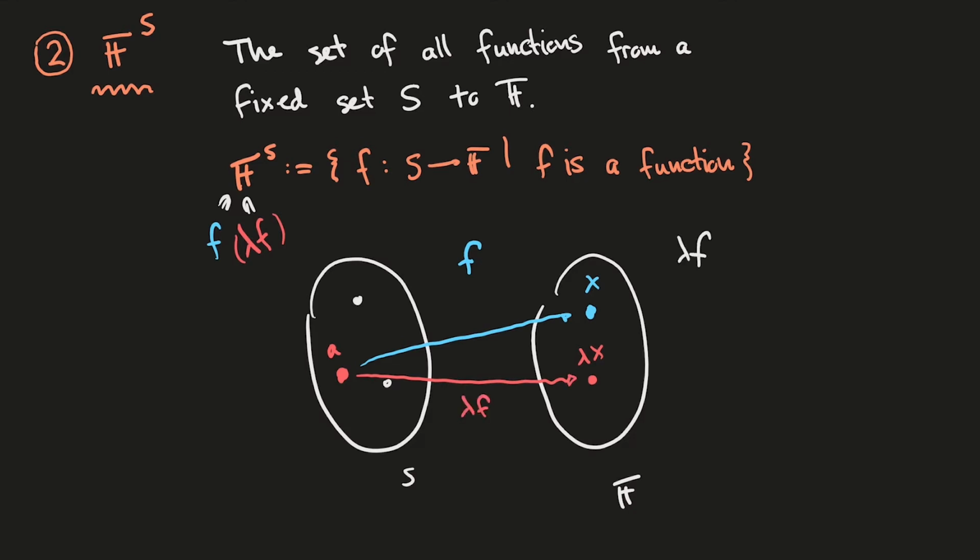So in formulas, this becomes lambda f, our new function, of the element a is defined to be lambda times x, but x is just the image of a under f. So this is lambda times f of a. And as before, this works for each element of S, so we can just repeat this procedure for each element and get a function from the entire set S to F.